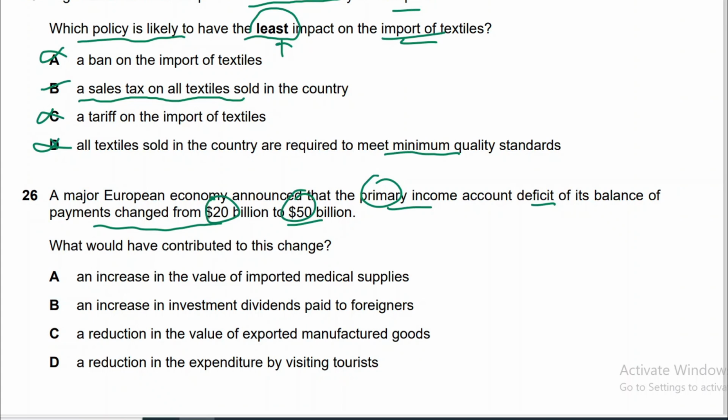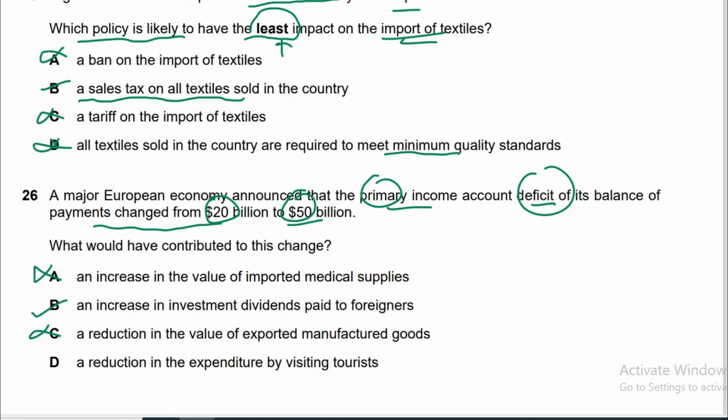Option A, an increase in the value of imported medical supplies. This is part of trade in goods, not part of primary income. Option B, an increase in investment dividends paid to foreigners. Yes, this is a part of primary income, so it will affect it. If more dividends are paid to foreigners, then more money will go out of the country, so the deficit will increase. Option C, a reduction in the value of exported manufactured goods. This is part of trade in goods, or visible trade, not primary income.